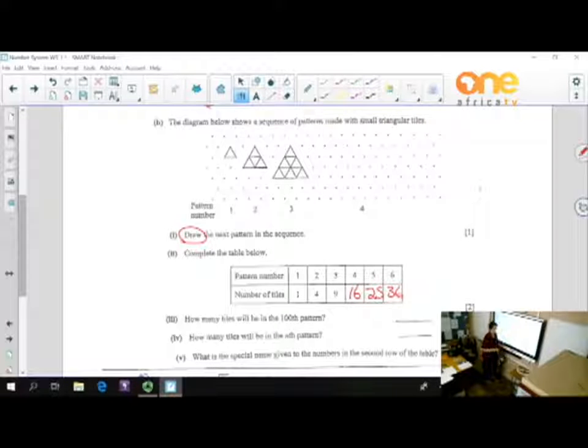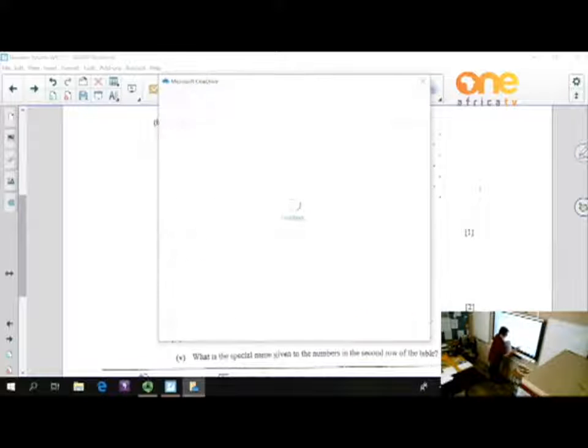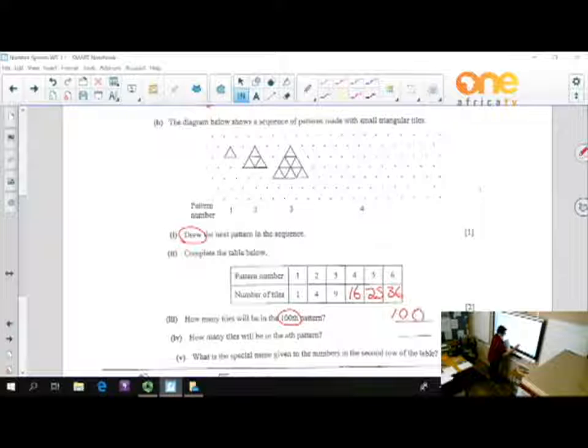How do I know that? This is the set of square numbers. I can see 1, 4, 9, 16. It will continue, 49, 64, 81, 100. So how many tiles will there be in the 100th pattern? So this is then this square number. So it means I square this one. So if we square 100, then there will be 4 zeros. 1, 2, 3, 4 zeros that we will have there.